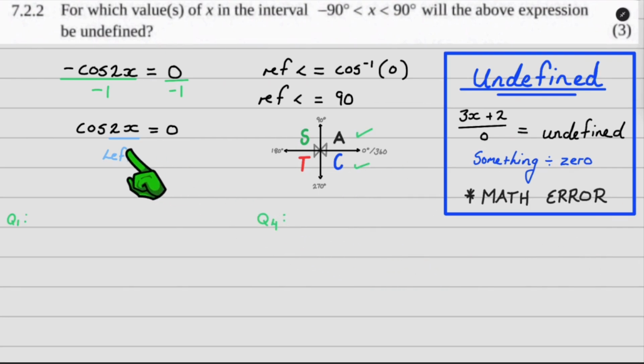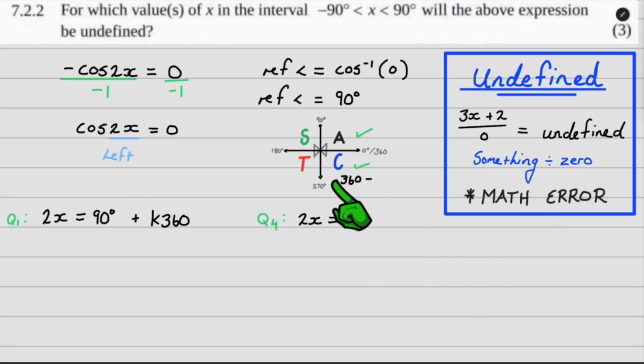And then how I start these off is this angle here goes on the left hand side of the equal sign. And then if I'm in quadrant 1, it's just the reference angle. So we'll just say 2x equals 90. And then because we're working with cos, we have to slap on a plus k 360. And then quadrant 4 is the 360 minus quadrant. So I just need to say 360 minus my reference angle plus k 360 for quadrant 4.